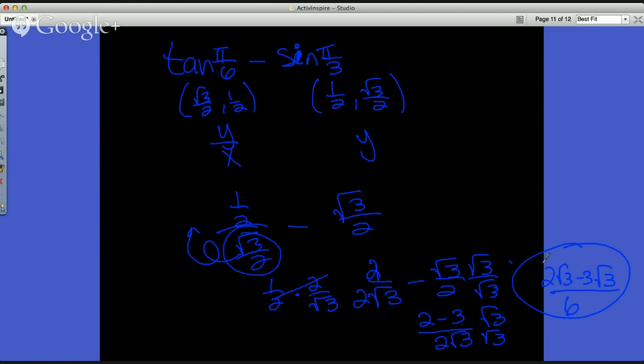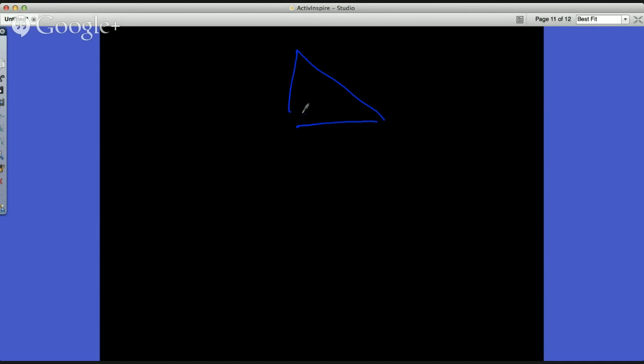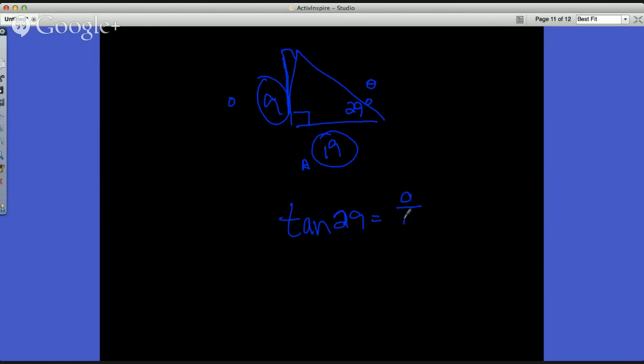All right. Last one, number 28 here. We have A here, 29 degrees, 19. Now, how do I find A? Well, I know that the A is going to be my opposite side, 19 is adjacent side, and 29 is my theta. So what I could say is tangent of 29 degrees equals opposite over adjacent. So tangent of 29 equals, my opposite is A, and my adjacent's 19.